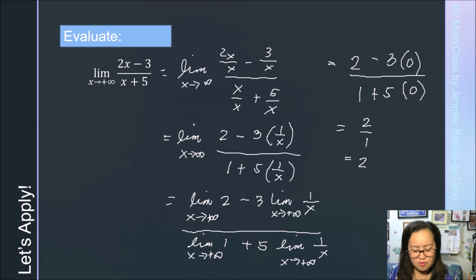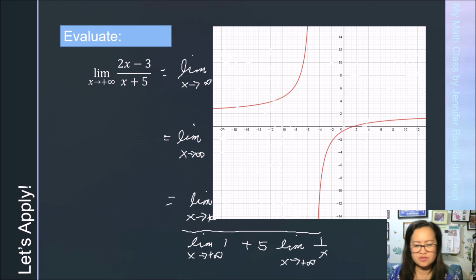Now to support that using the graph, if we check on the limit of 2x minus 3 all over x plus 5 as x approaches positive infinity, take note, to positive infinity, this is the graph. Then we trace. As you can notice, the graph is asymptotic to 2. That strongly supports our answer a while ago that the limit of 2x minus 3 divided by x plus 5 as x approaches positive infinity is really 2.